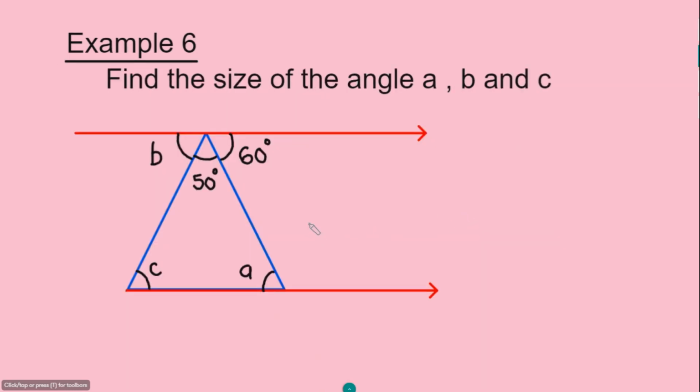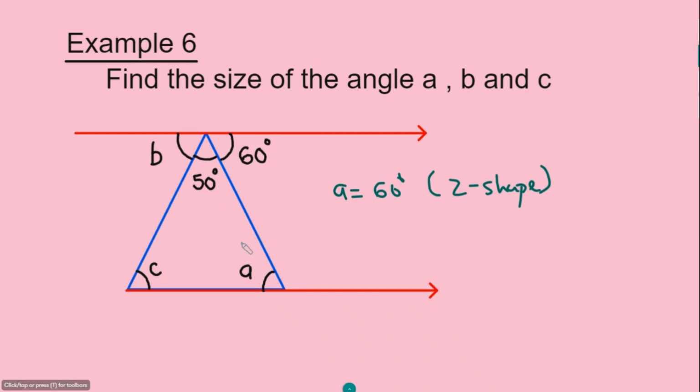The next question, we have a triangle with two parallel lines up and bottom here. Then I have a Z shape here. I can see that A is going to be definitely equal to 60 because we have a Z shape. So angle A is definitely going to be 60 degrees. Why? Because you have the Z shape.